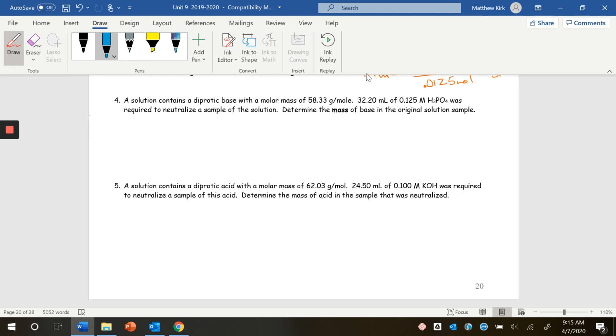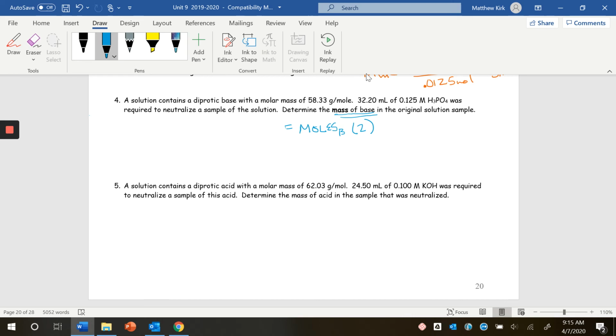And I always like to figure that first. So it says mass of base. So because we're trying to figure out the grams of our base, that's the side we're going to substitute in moles on. So I know as I just kind of set this up, I'd have moles of base times its equivalence, and it tells me it is diprotic. And then on the other side, it should just be MEV for my phosphoric acid.